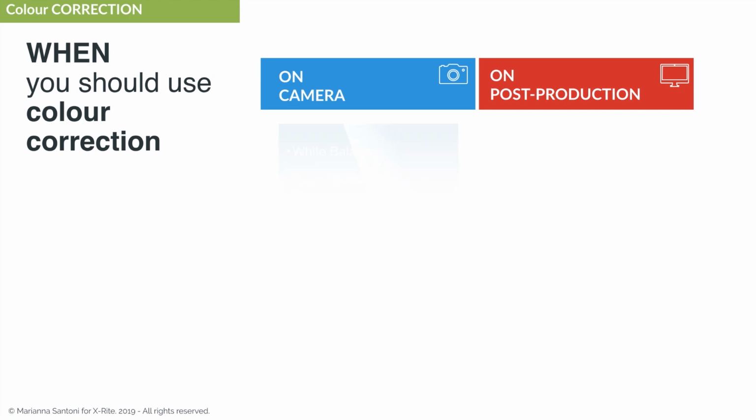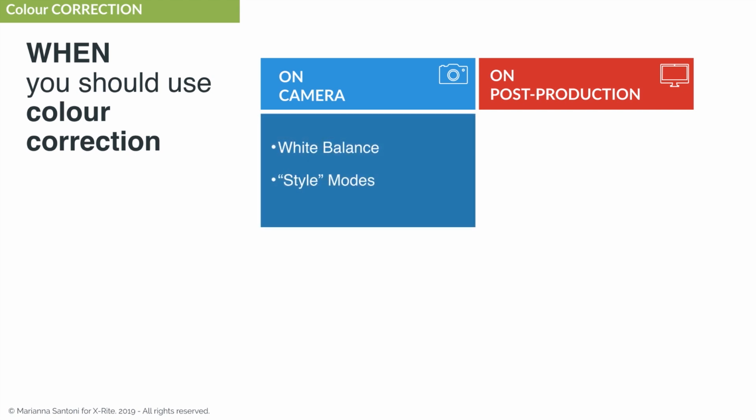On camera you have white balance and style mode. Of course everybody knows white balance. The style modes are those you can find on your camera's menu, called Picture Style by Canon, Picture Control by Nikon, Film Simulation by Fujifilm, Creative Style by Sony, Picture Mode Olympus or Photo Style Panasonic. Within these you can find options called something like Standard, Landscape, Vivid and Monochrome.